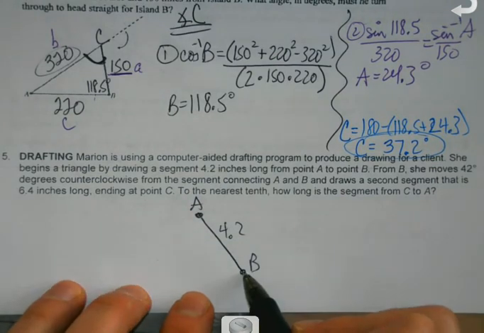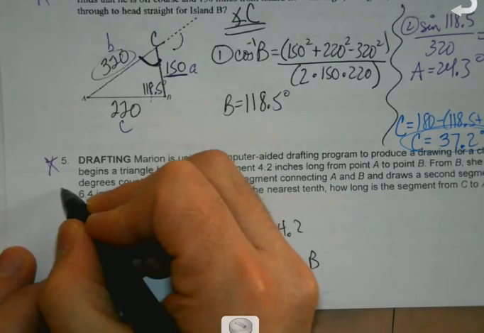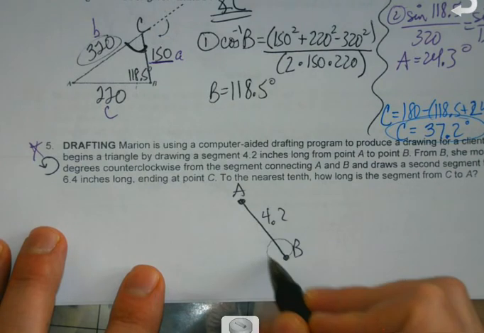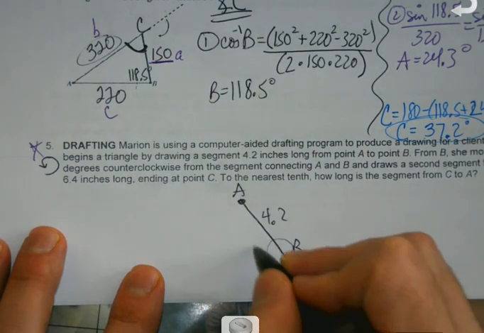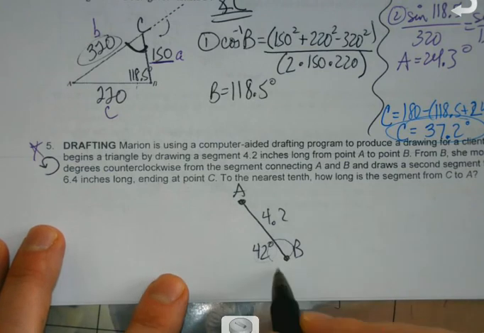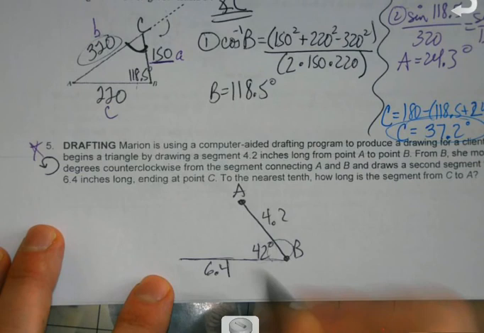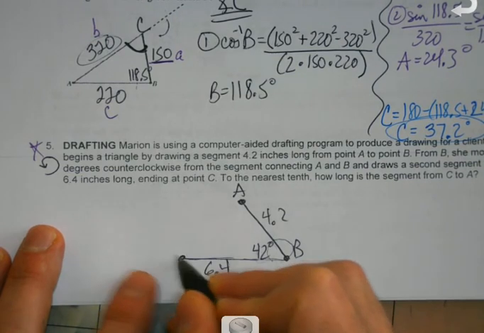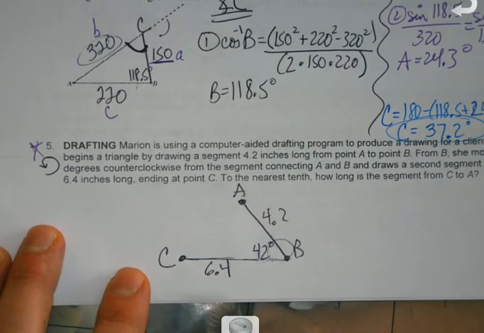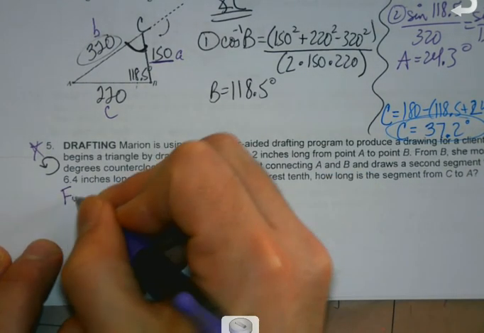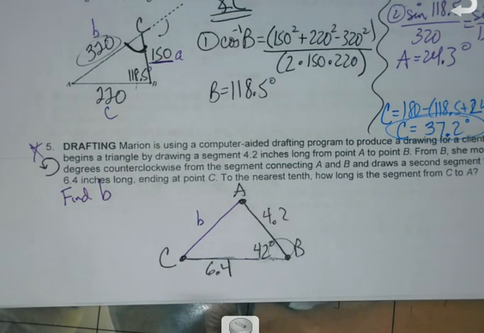From B, she moves 42 degrees counterclockwise. Now, remember, counterclockwise means we're going opposite of what a clock does. So if I start going counter, it tells me it's this angle. So 42 degrees. And draws a second segment that's 6.4 inches long, ending at point C. To the nearest tenth, how long is it from A to C? In other words, we're hoping to find B in a fairly short fashion, but we'll see.